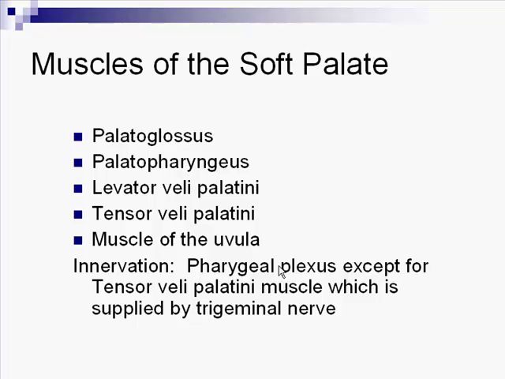The pharyngeal plexus is innervated by the glossopharyngeal and the vagus nerves, and the muscles of the soft palate are innervated by the pharyngeal plexus, except for the tensor veli palatini muscle, which is supplied by the trigeminal nerve. So the plexus, as I mentioned already, is innervated by the glossopharyngeal and vagus nerves. If you go to the learning guide on page 46, you may want to color these muscles.